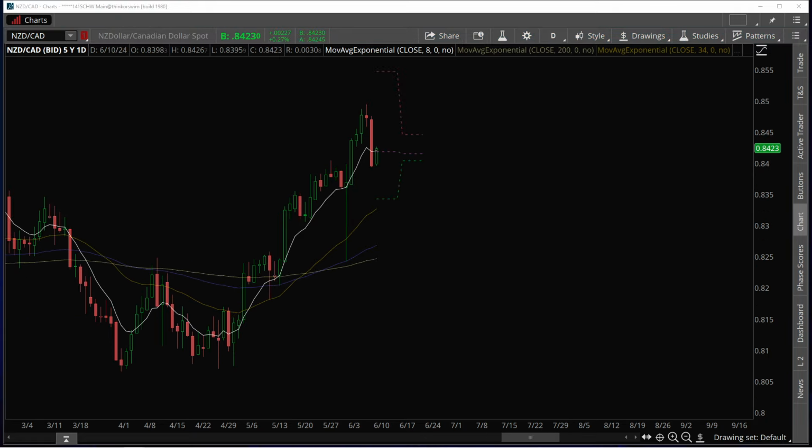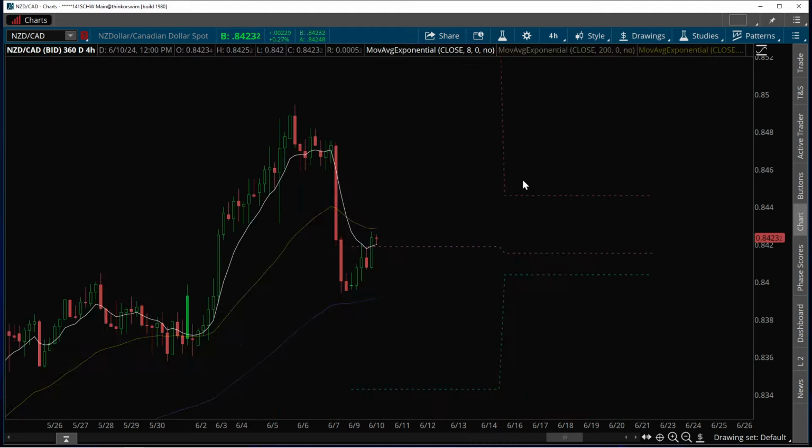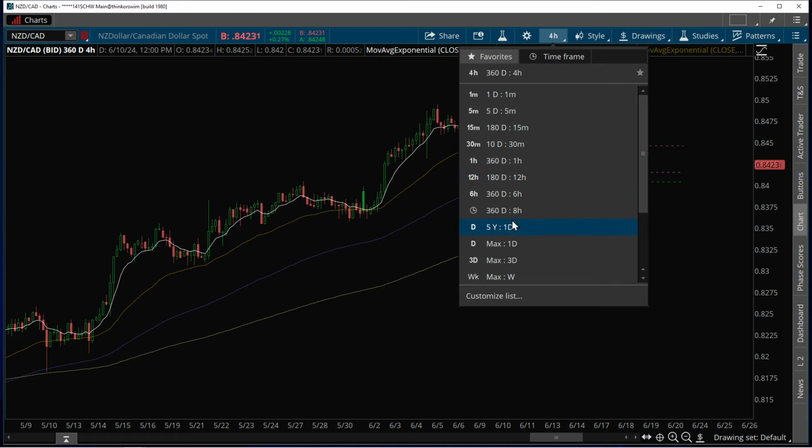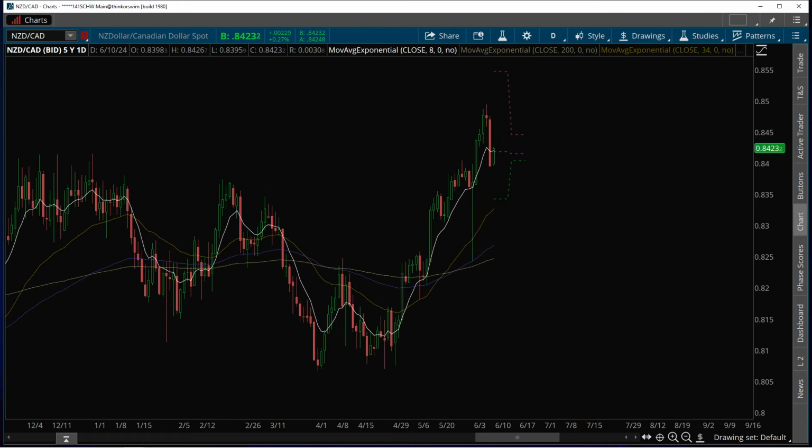NZD CAD coming into some nice areas. 4-hour chart. I'd like to see a double bottom or something. This ain't a bad area on NZD CAD though. Daily. We'll see what it looks like tomorrow, because you are coming off of your quarterly R1. Alright, so.